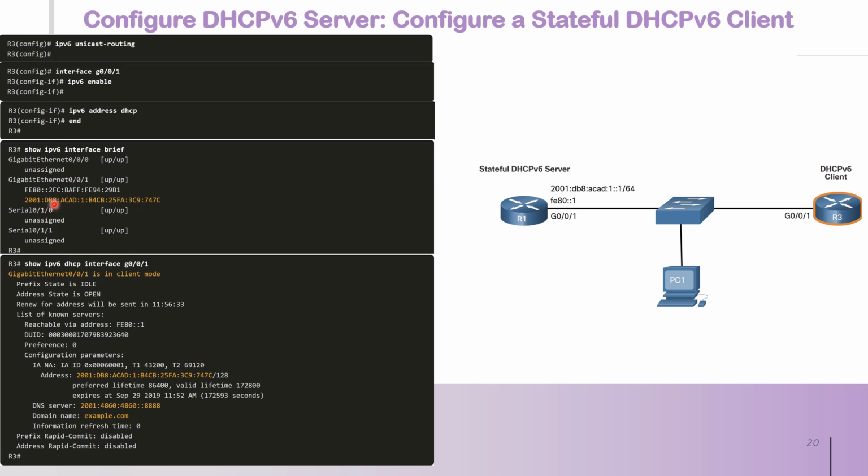And the last one is to verify the client router received other DHCP version 6 information by using the show IPv6 DHCP interface GigabitEthernet 0/0/1 command. We see that it is in client mode. It has this address, domain name, and the DNS server.